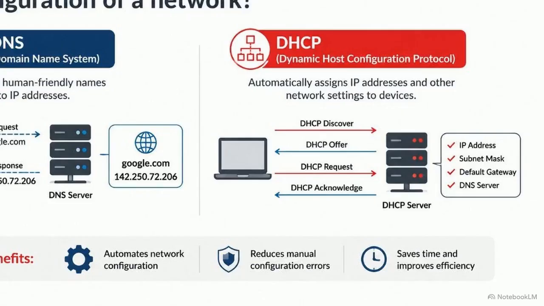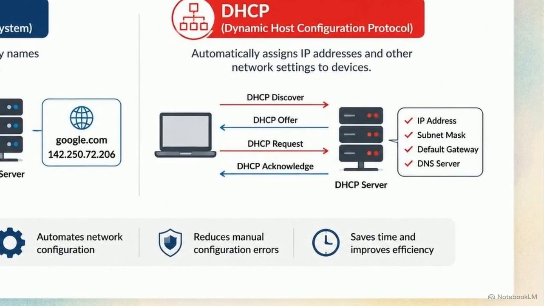That automatic assignment is handled by the Dynamic Host Configuration Protocol, or DHCP. This graphic details how a device secures its network settings. It uses a four-step sequence known as DORA. First, the client broadcasts a discover message to locate a DHCP server. The server replies with an offer of an IP lease. The client sends a request to use that specific IP, and the server finalizes the transaction with an acknowledge packet.